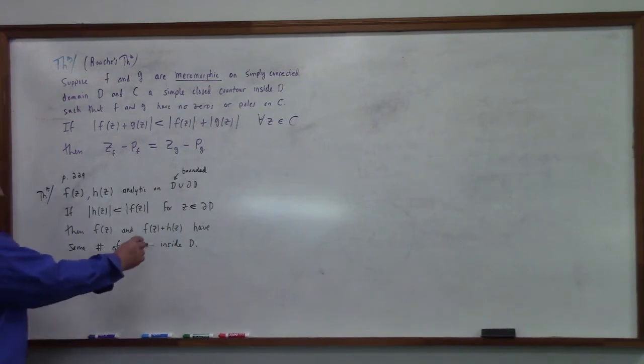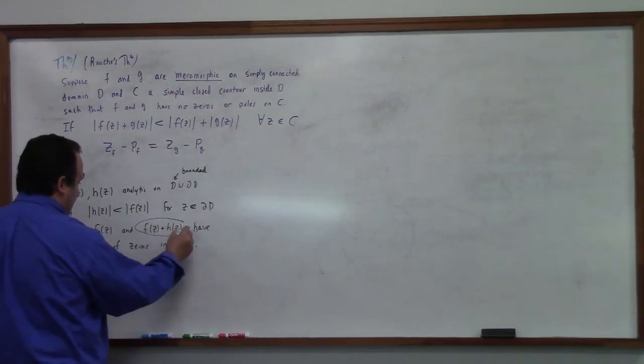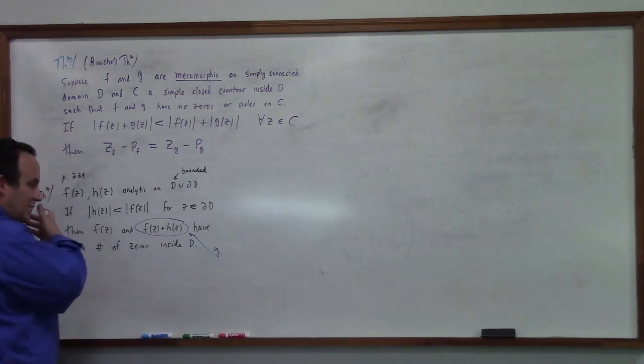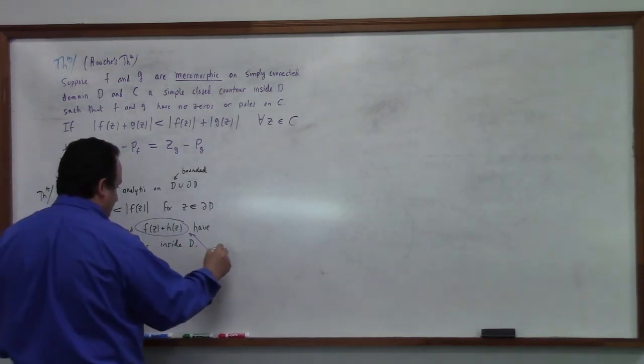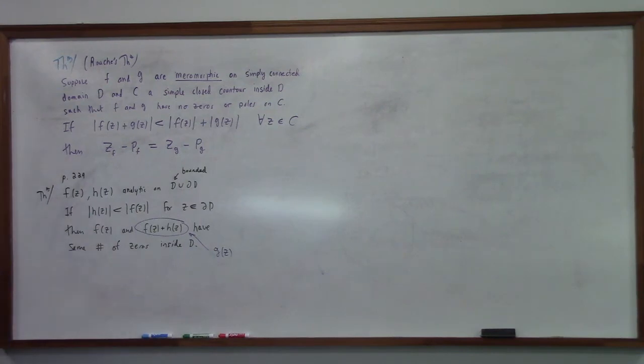I guess this should be G, right? Does that make sense? Let me just throw that out there. Does it make sense to just think of this as being the G in the purple theorem? At least then the conclusion would be the same. The number of zeros for f is the same as the number of zeros for g.